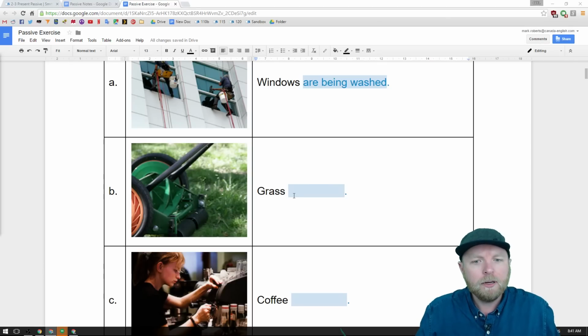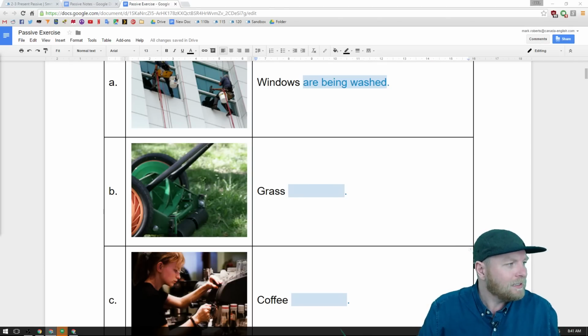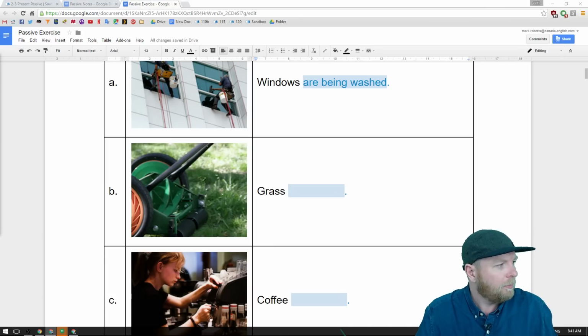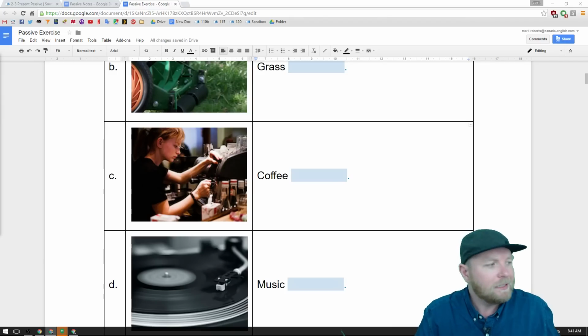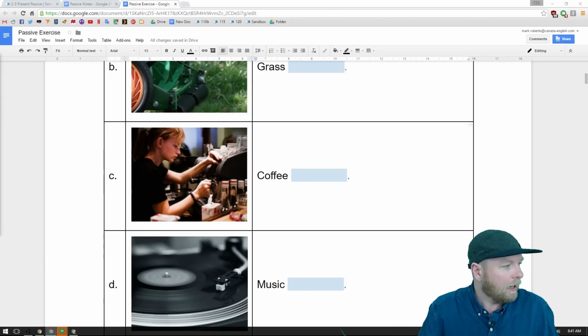So what's happening in B? Yes, grass is being cut. Good job, Rosa. Grass is being cut. Any other answers? Khalid Elamani, yes. Grass is being cut. Michelle, Paula, Michelle. The grass is being cut. Good job. Okay. C.